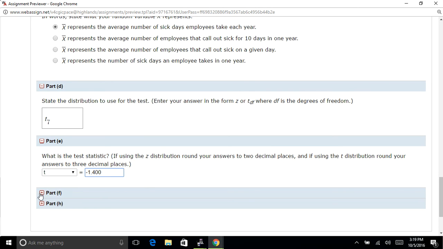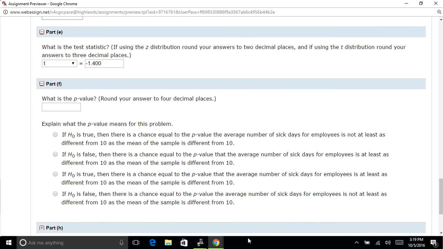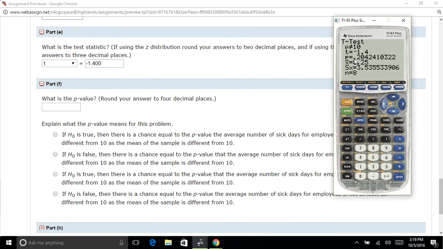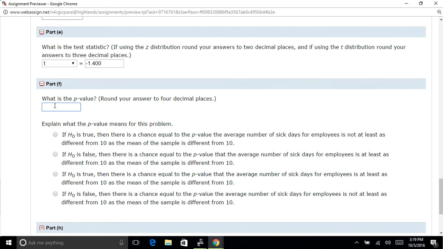So then it wants me to go down here and give my p-value. So let me go look at my p-value. So my p-value, go back to my calculator, is 0.2042. So I'm going to put that in there, 0.2042. Okay, so now what do I want that to be?